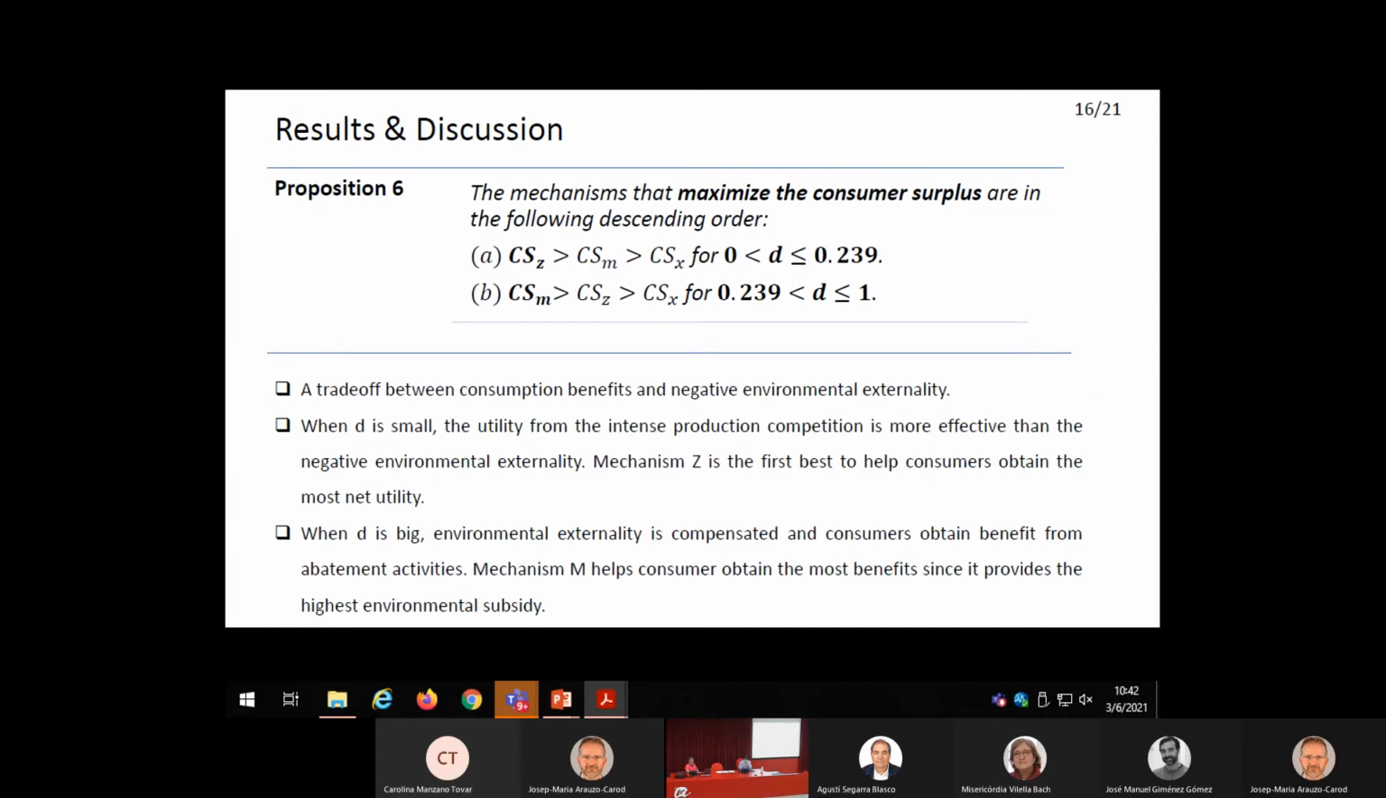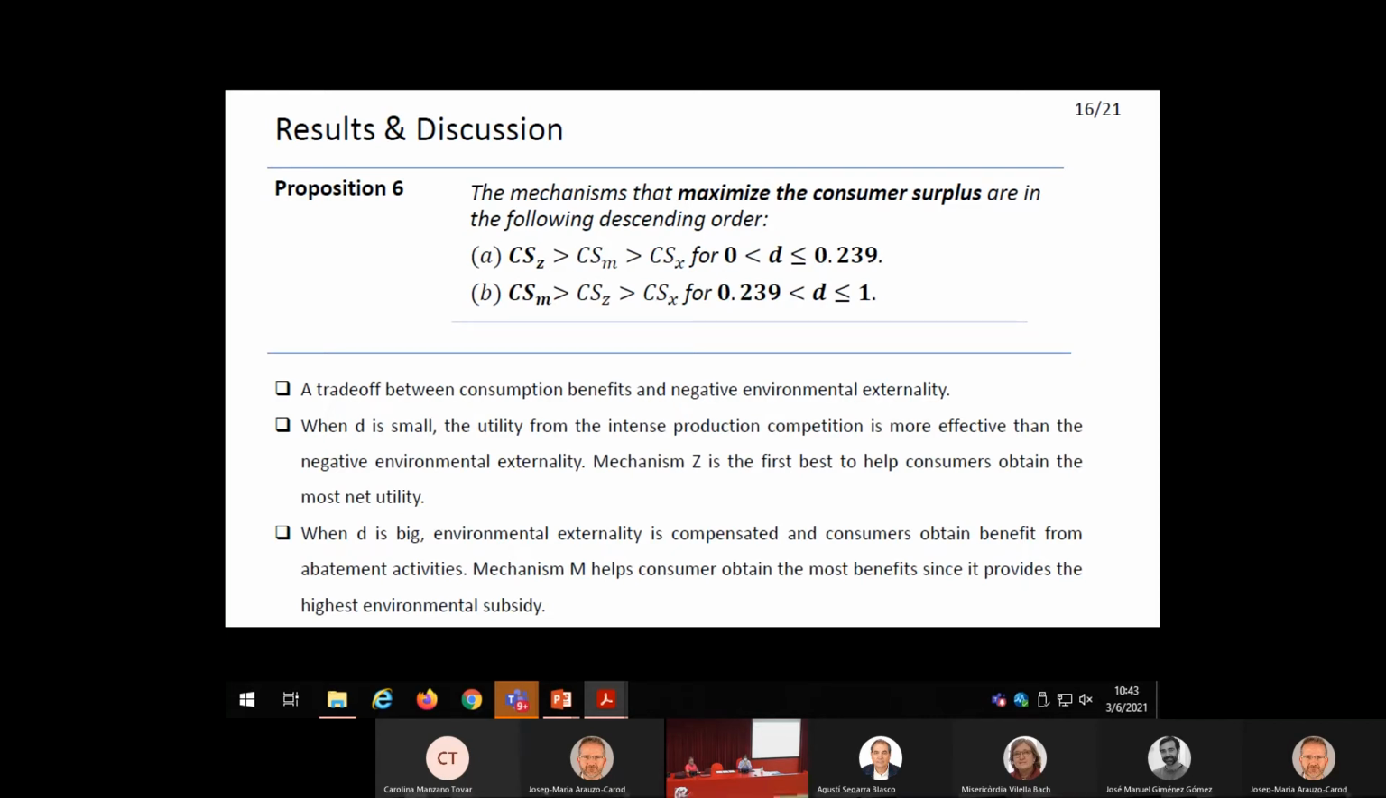From proposition 6, according to the definition of our consumer surplus, there is a trade-off between the consumption benefit and the negative externality from the environment. When D is small, when environmental damage is low, the utility from the intense production competition is more effective than the negative externality from the environment. In this case, mechanism Z is the first best to help consumers obtain the most net utility.